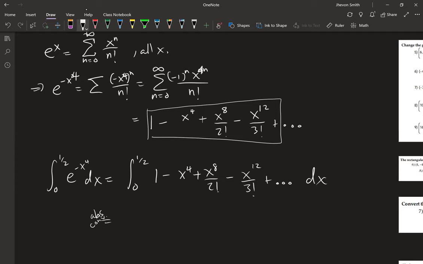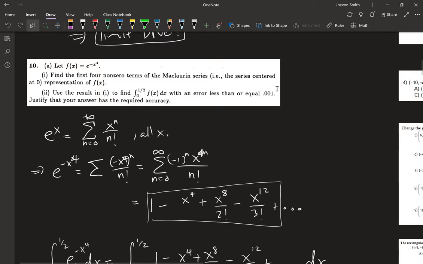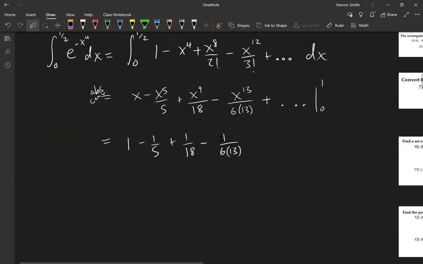We can just integrate term by term. So this would be x minus x to the fifth over 5 plus x to the 9th over 18 minus x to the 13 over 6 times 13 plus dot, dot, dot between 0 and 1. And so this will be 1 minus a 5th plus an 18th minus 1 over 6 times 13. Now, of course, here it says error less than 0.001.